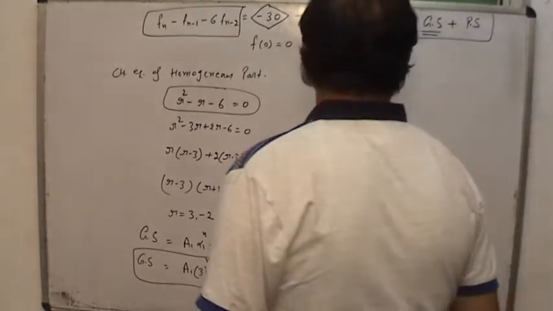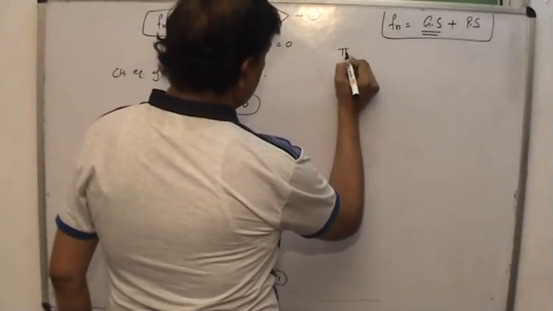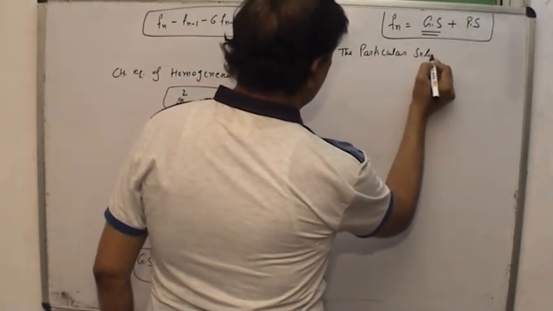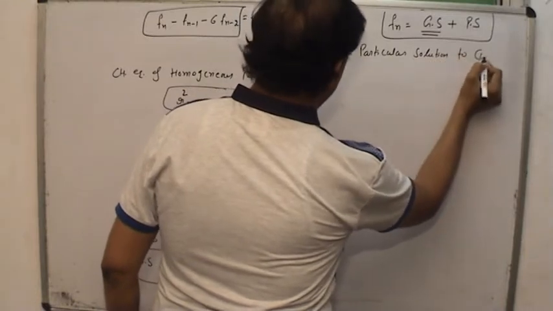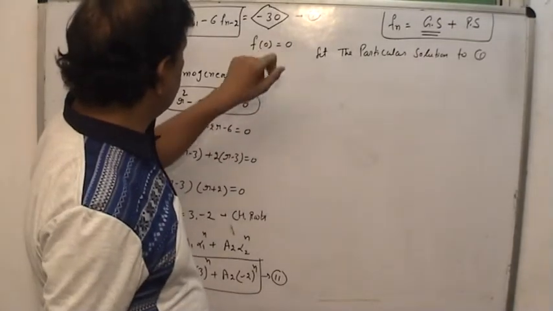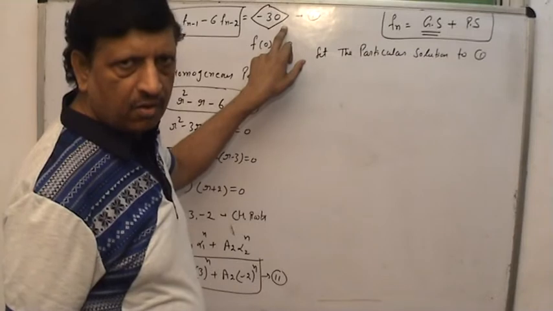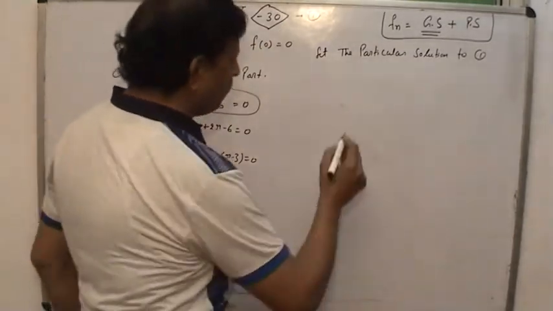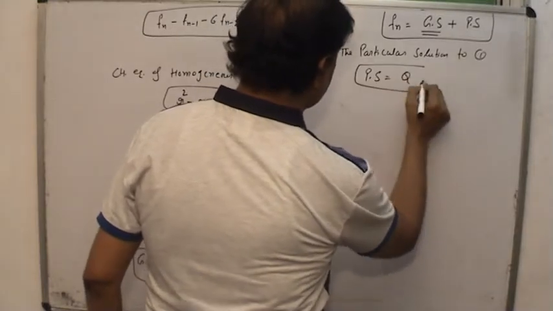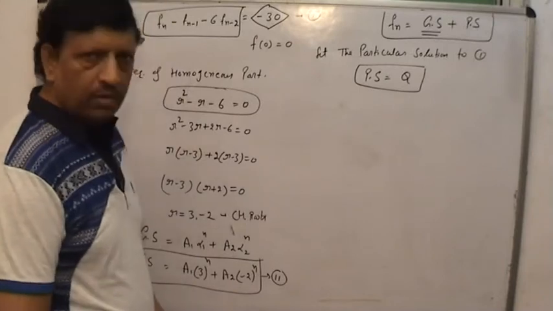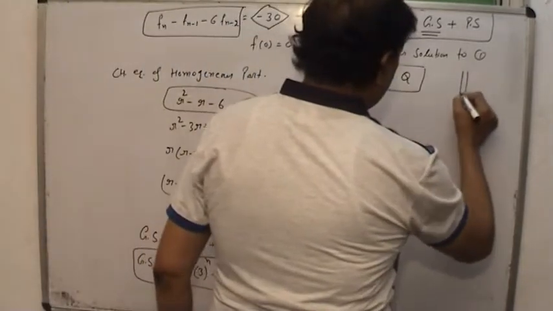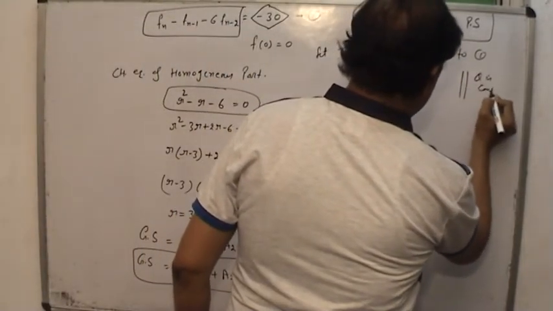Now let the particular solution be considered. Again, I stress on the term, it is constant. If it is constant, then we say the particular solution is also a constant. Say it is Q. Q is constant, same as A1 and A2. Here Q is constant.